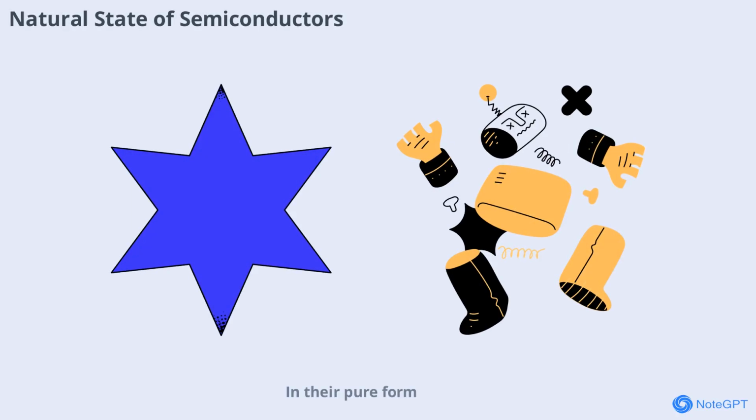In their pure form, semiconductors like silicon don't conduct electricity very well. This is because their atomic structure doesn't have many free electrons available to move around. As a result, pure semiconductors are not very useful for most electronic applications. To make them more effective, we need to change their electrical properties. This is where the process of doping comes in, allowing us to tailor the material's conductivity for specific uses.